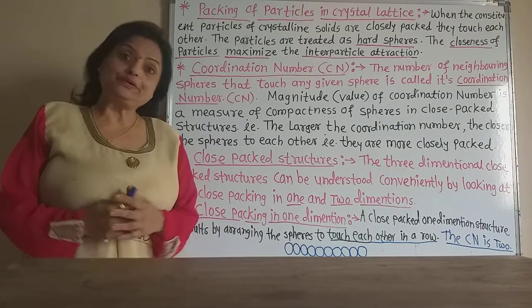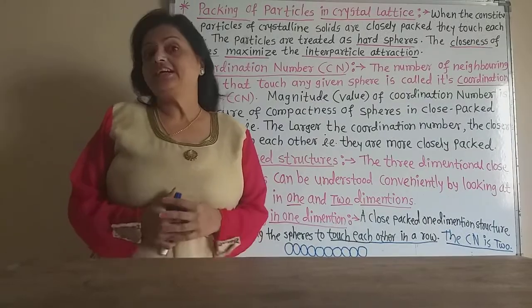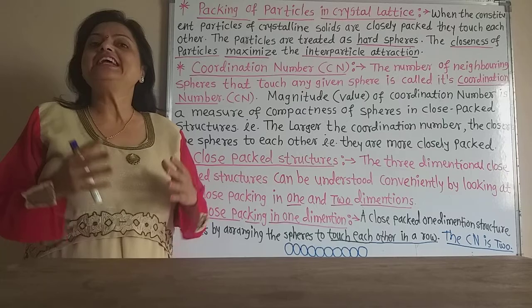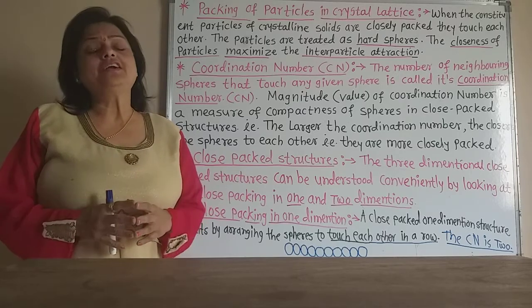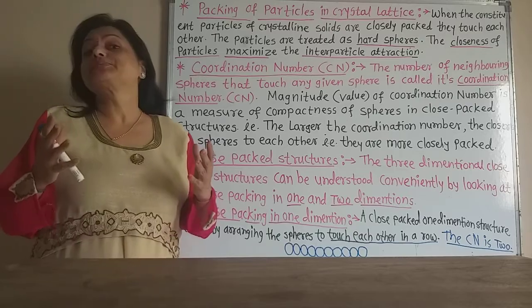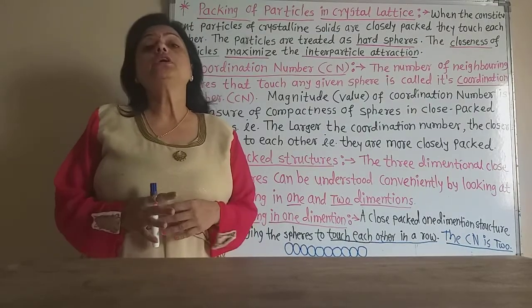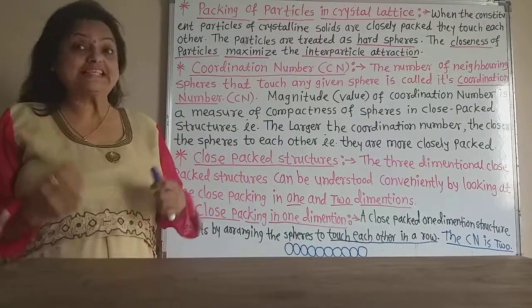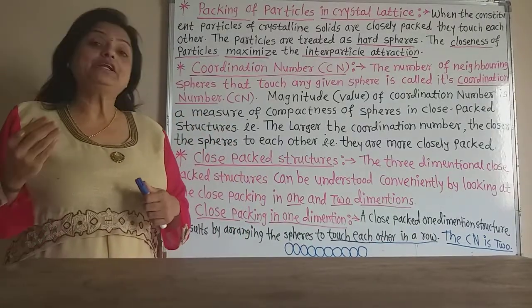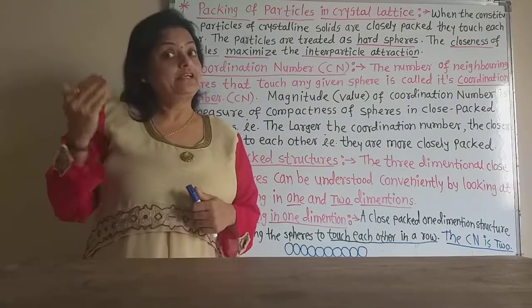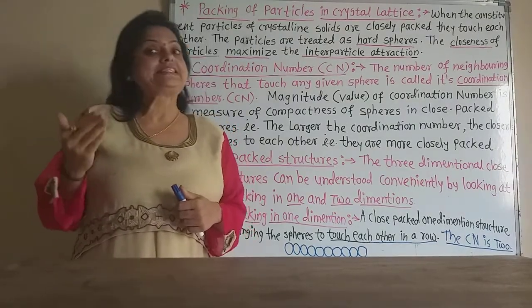From the last few lectures, we are learning chapter number 1, that is the solid state. In that, we already learned about the crystal lattice, that is what is the space lattice, and how the cubic systems have 3 types of unit cells: the simple unit cell or primitive unit cell, the body centered unit cell and the face centered unit cell.